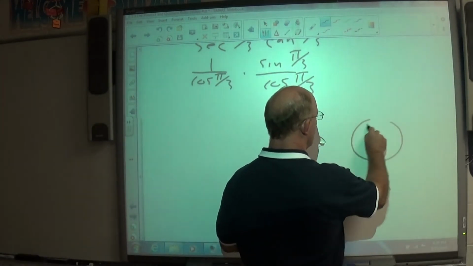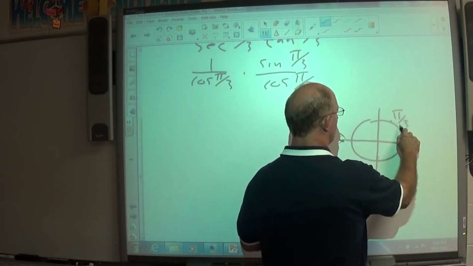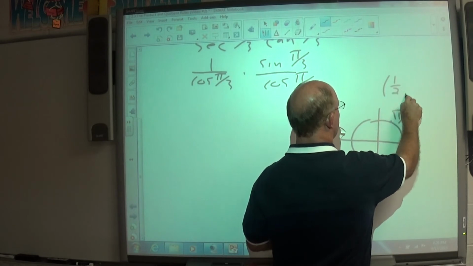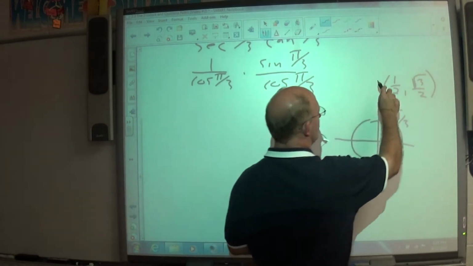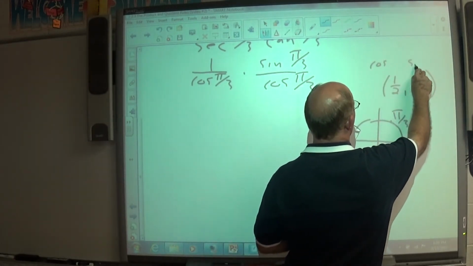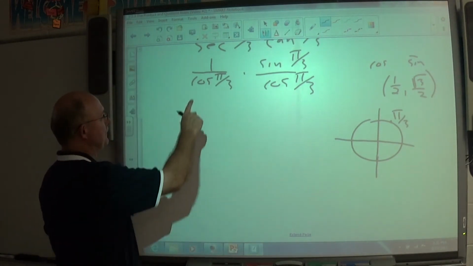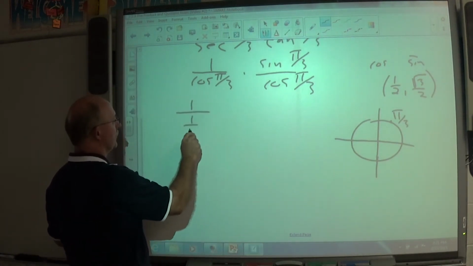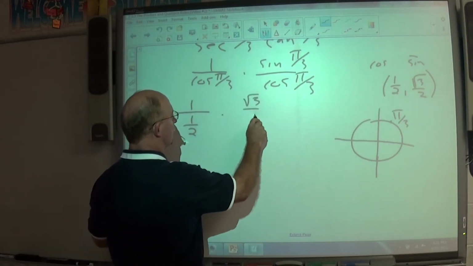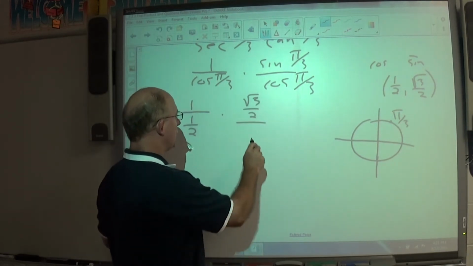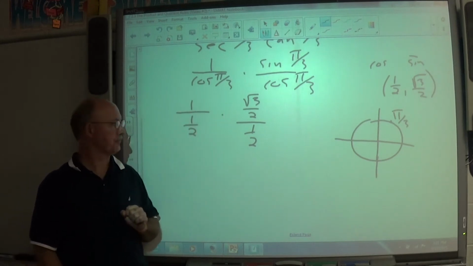Now, if you remember your unit circle, cosine of pi over 3 is about right here, and I believe that is 1/2, and sine is square root of 3 over 2. Remember, the first coordinate of the point is cosine, and the y value is sine. So substituting 1/2 in for cosine pi over 3, this would be 1 over 1/2 times sine pi over 3, which is the square root of 3 over 2, divided by cosine pi over 3, which is 1/2. Now to get our slope, we have to simplify this expression.